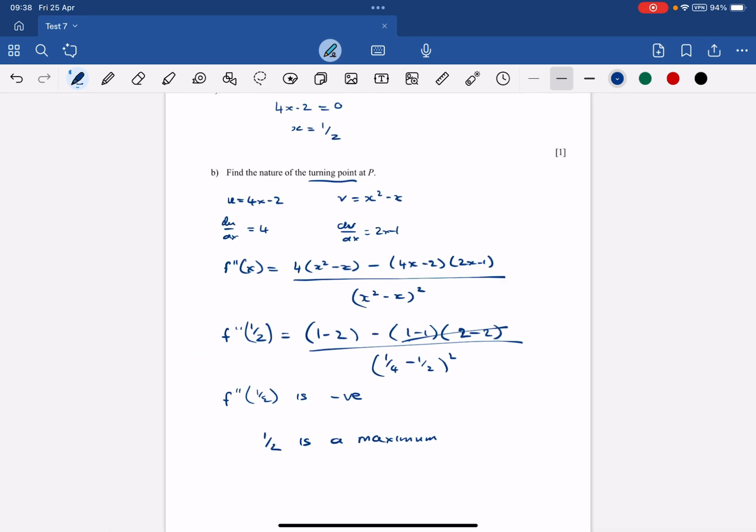Okay, so that's the first part. Just really important, you don't need to get too hung up on simplifying this part, and secondly, you don't need to get too hung up on what the actual number comes out as. Just look and see whether it's positive or negative or 0, and that was quite straightforward.